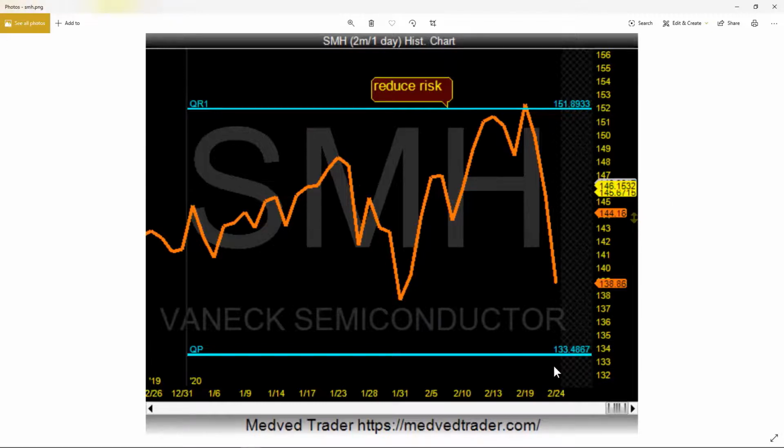SMH, we're looking for a pullback to the quarterly pivot here. Quarterly R1 was the high at 152. We're looking for a pullback. We're looking for this correction to end here on the quarterly pivot.